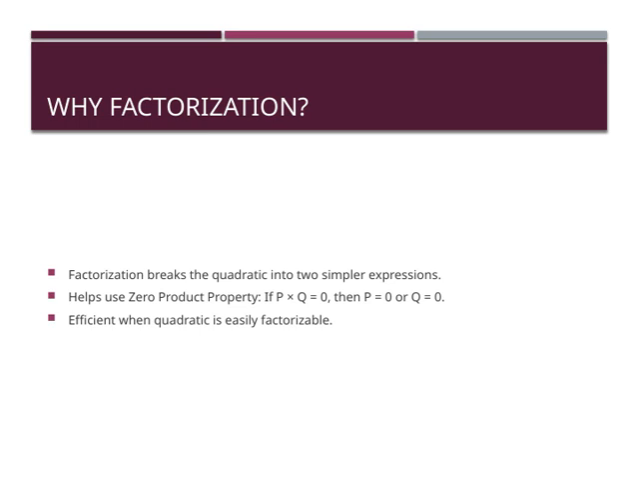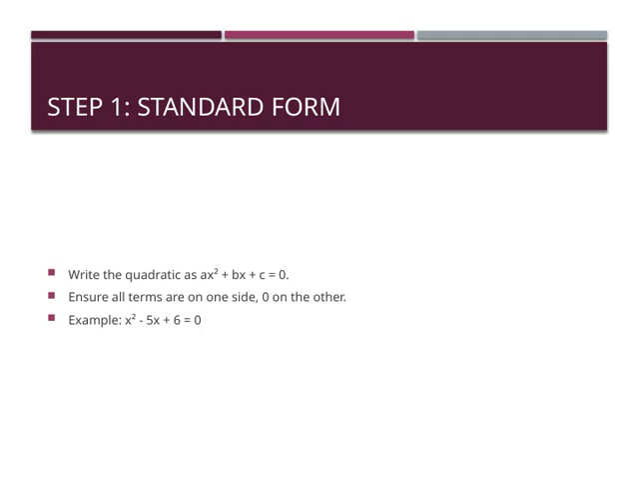Well, it helps us break down a quadratic expression into two simpler parts, making it much easier to work with. When we factor, we can then apply the zero product property, which is a really powerful tool. It tells us that if the product of two expressions equals 0, then at least one of those expressions must be 0. This allows us to solve quadratic equations more straightforwardly. Factorization is especially efficient when the quadratic is easily factorizable, meaning it can be broken down neatly into factors. Overall, understanding this process is key because it simplifies solving quadratic equations and connects directly to the fundamental principles we'll be exploring today. All right, let's start with step 1, standard form.